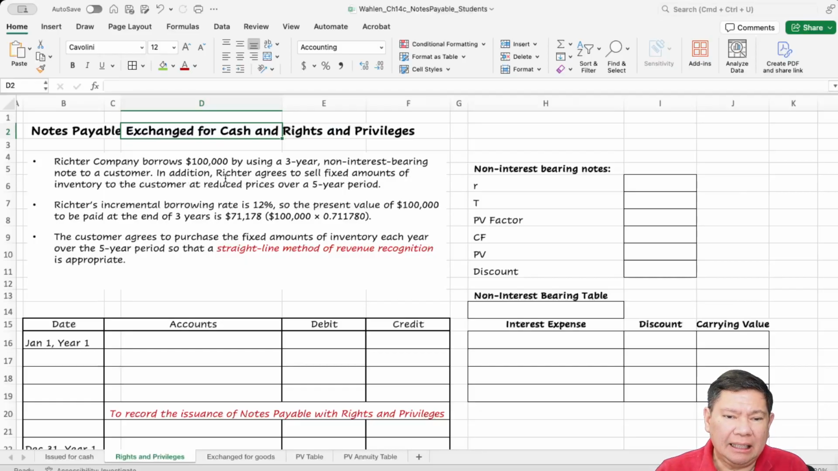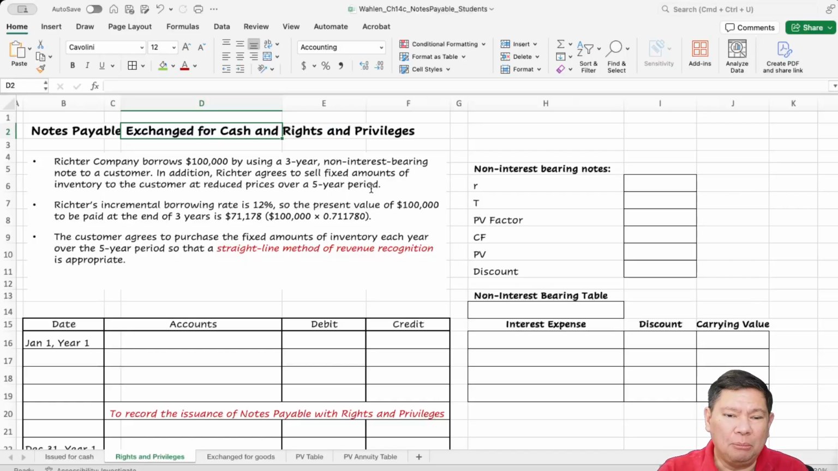In addition, Richter agrees to sell fixed amounts of inventory to that customer at reduced prices. That's the privilege over a 5-year period. So the customers will have these reduced prices to purchase inventory from Richter for the next 5 years. And therefore, they're willing to lend this $100,000.